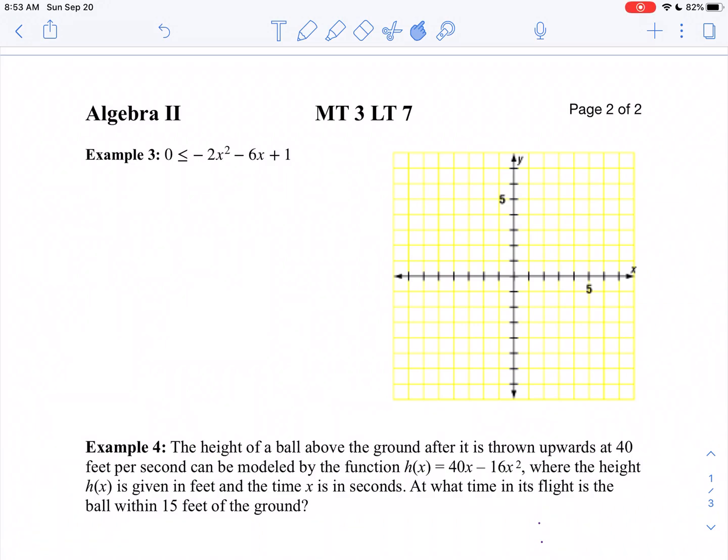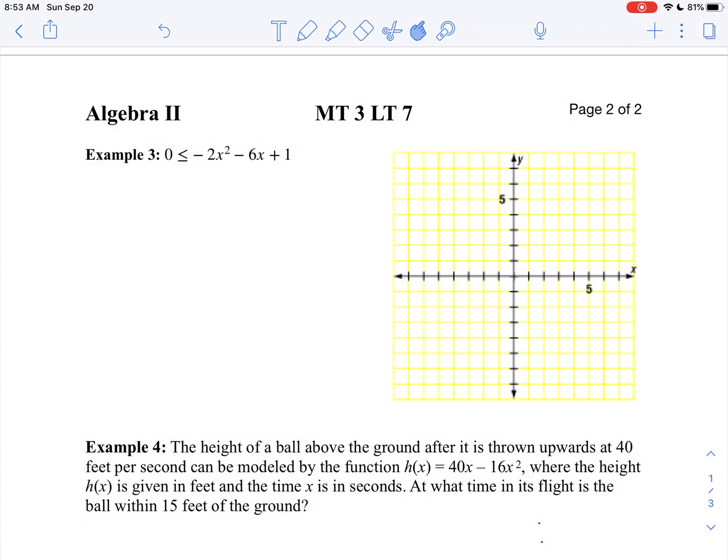In part 2 of our seminar, we're going to start here by solving an inequality, a parabolic inequality. We're going to use Desmos this time. The first thing I notice on example 3, I've got the parabola on the right side of the inequality.